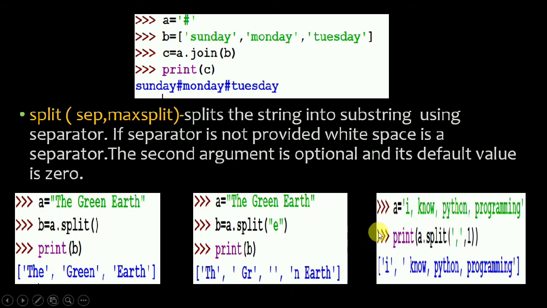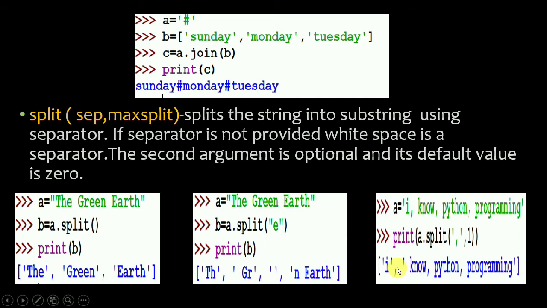So this is the way we have to use the split function, or the split function will give us this output. Next we have: I know Python programming, all the words separated by commas, and we say print A dot split comma 1. What is the separator here? The comma. Wherever the function sees that a comma is there in the string, it will separate at that point. And here the number given is 1. What is 1 here? This is the value of maxsplit. That is, the maximum split which it has to do is 1.